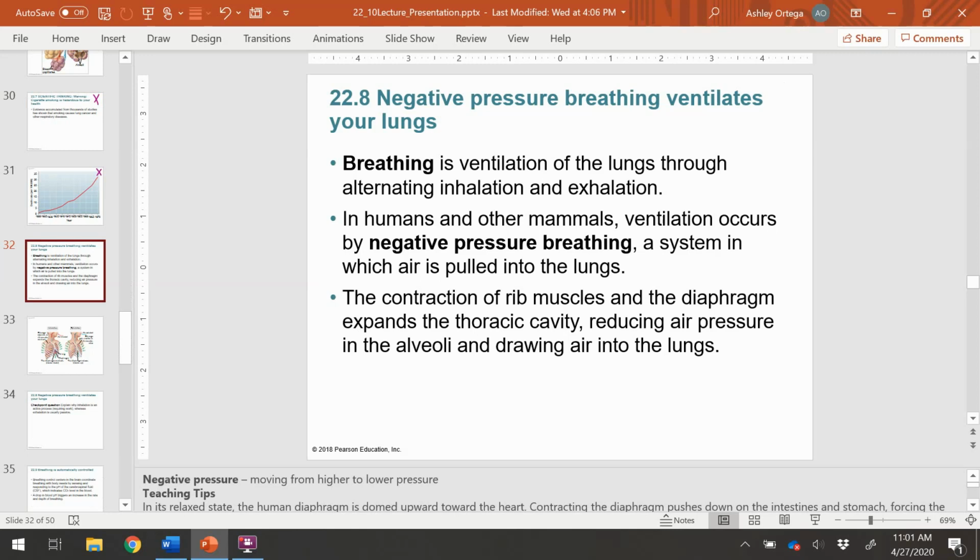The overall process is pretty simple in that the contraction of the rib muscles and also the diaphragm will expand or increase the size of the thoracic cavity, i.e. the lungs. That expansion of space reduces the air pressure, and so this will draw air into the lungs. So let's take a look at that.